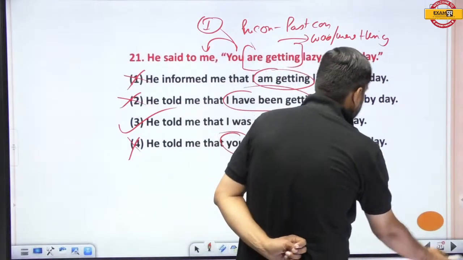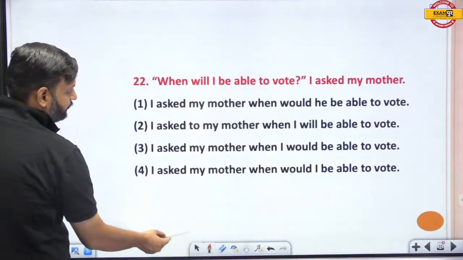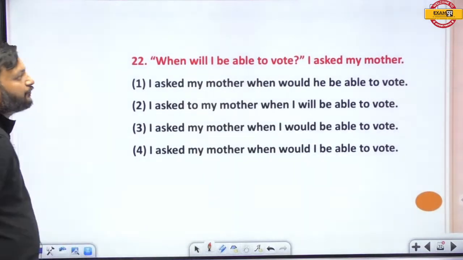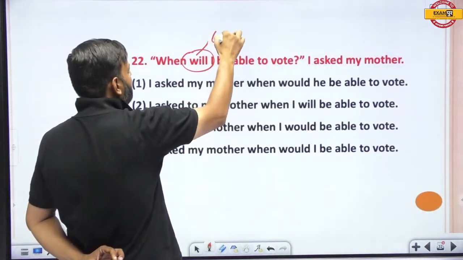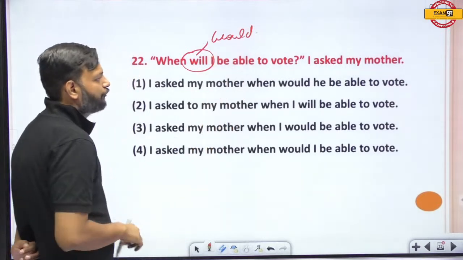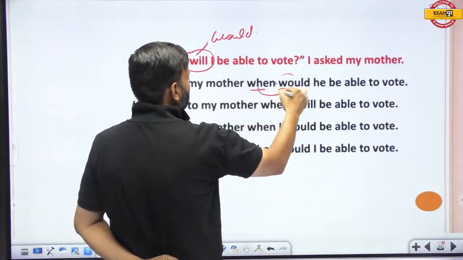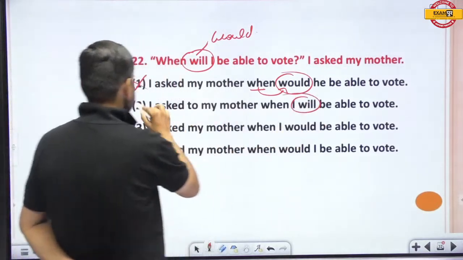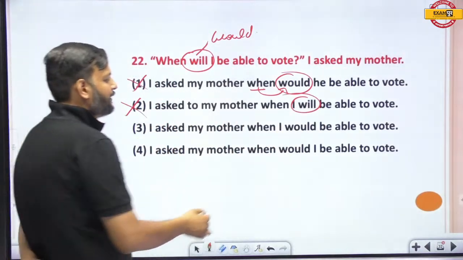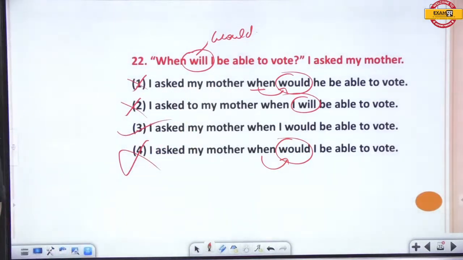Now the next question. When will I be able to vote? I asked my mother, when will I be able to vote? So here we have will. It must be changed into would, so look for would. Here a WH word cannot be followed by a helping verb, so eliminate this. And here we have will, which is wrong. And second, a WH word is never followed by a helping verb, so eliminate this as well. The correct answer is 3.